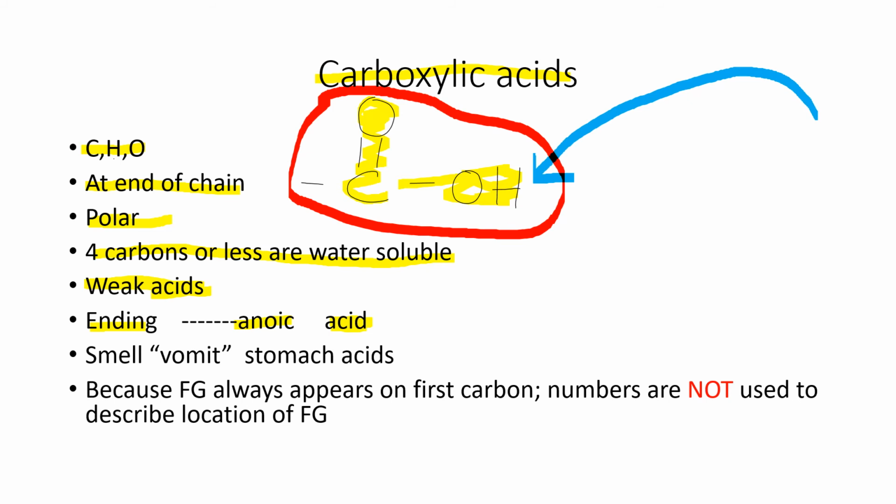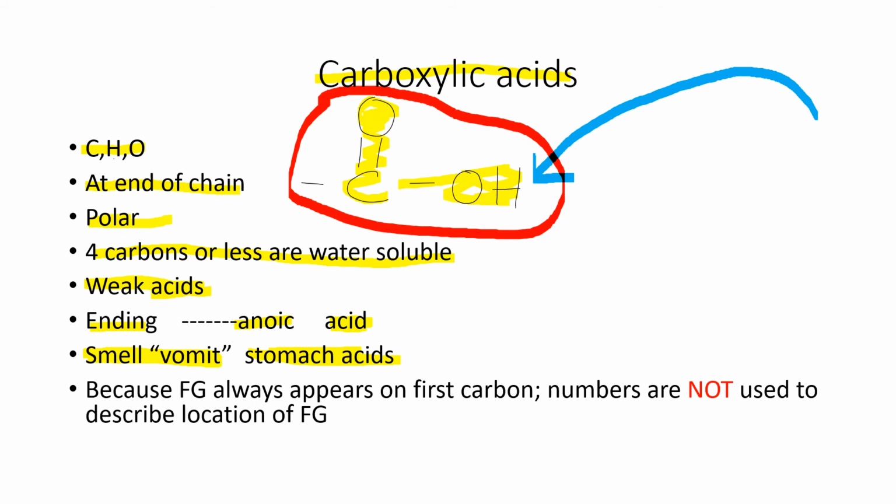Carboxylic acids have a very characteristic smell that you're familiar with. That very strong, pungent stomach acid odor, that vomit type smell that you can instantly recognize, is due to the carboxylic acids that are in your stomach in terms of those stomach acids.